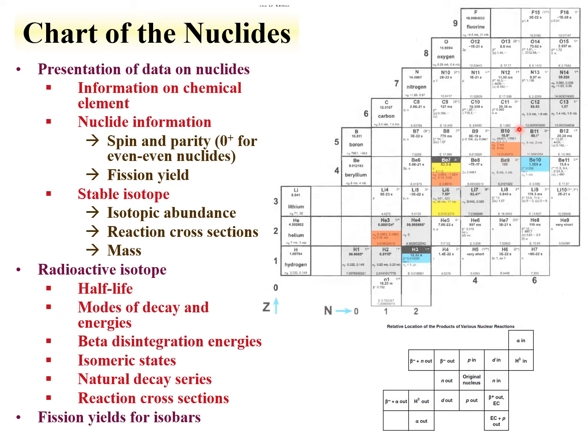All the gray isotopes here are stable, so the data that's provided here is the relative isotopic abundance. As you see, 7.59% of the lithium is lithium-6, where the remainder is lithium-7. For radioactive isotopes, data that is provided includes half-life, the modes of decay and their energies, the beta disintegration energies, and the isomeric states. There's information on natural decay series and reaction cross-sections.